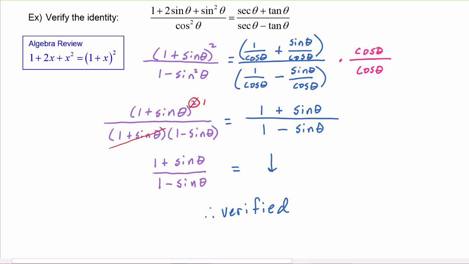So just a quick reminder that you have to work each side independently. So we started with the right-hand side and worked on simplifying it as far as we could. Then we switched over, went to the left-hand side, did some factoring, found out we could cancel one of the factors, reduced it, and it became something new, which equaled the new right-hand side.